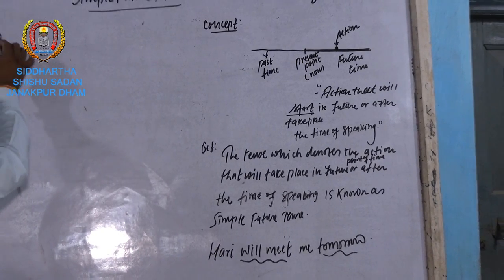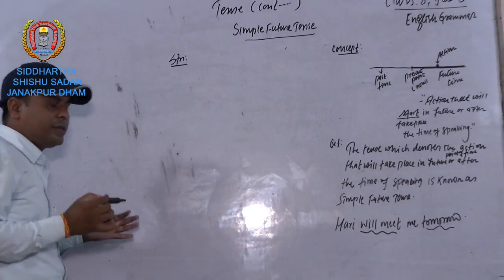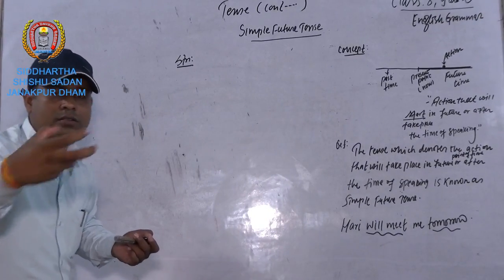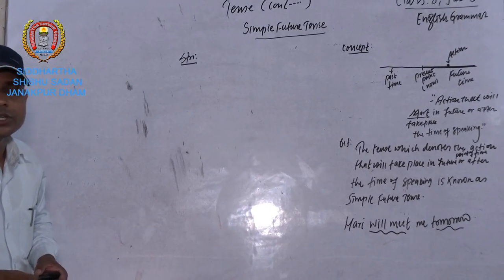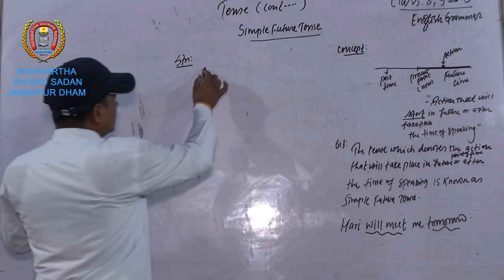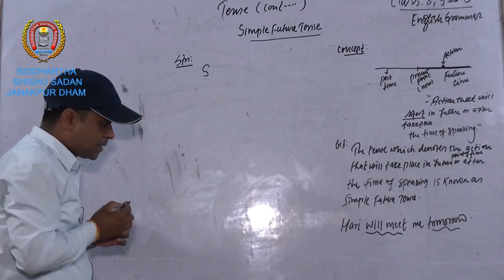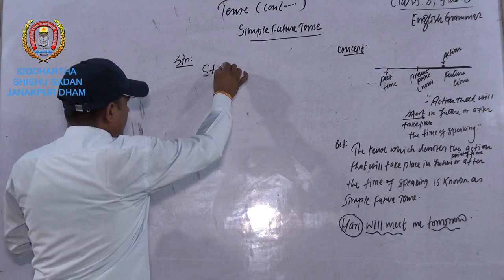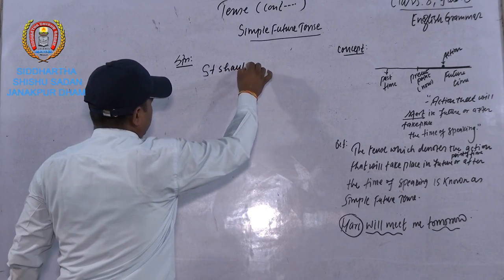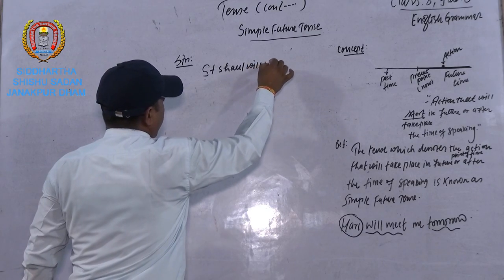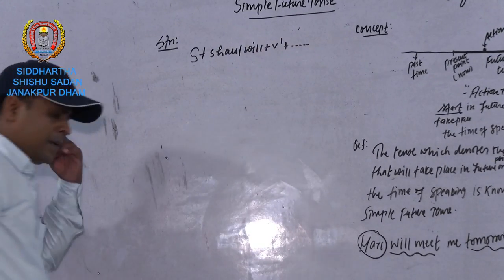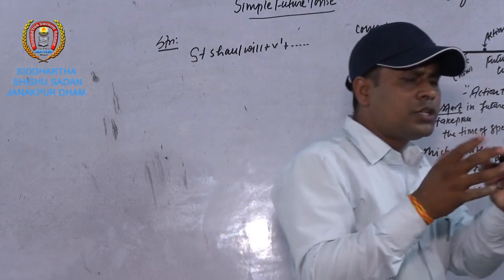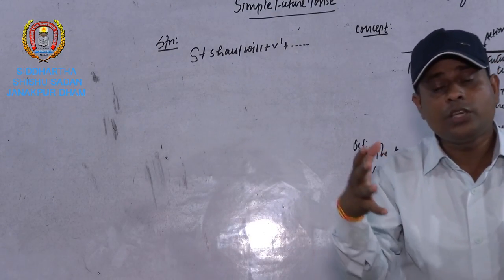What's the structure? Very, very important. Without knowing its structure, you cannot construct sentences in simple future tense. Therefore, subject plus shall or will plus V1, the base form. Dear students, what is this shall used with? What is this will used with?